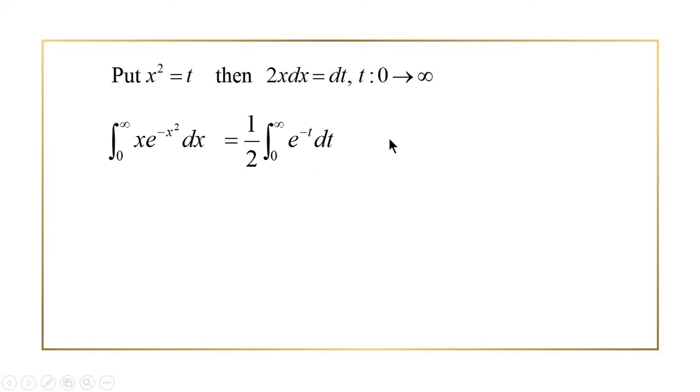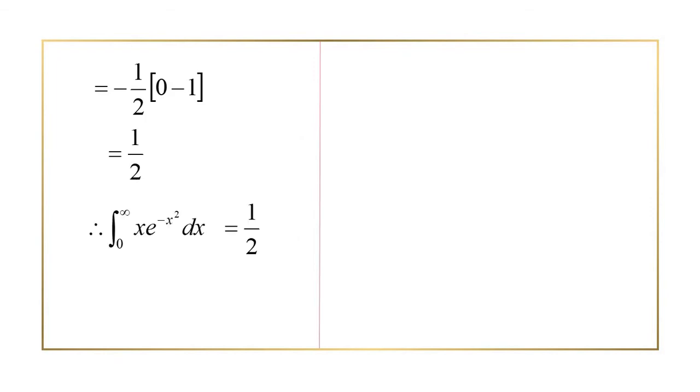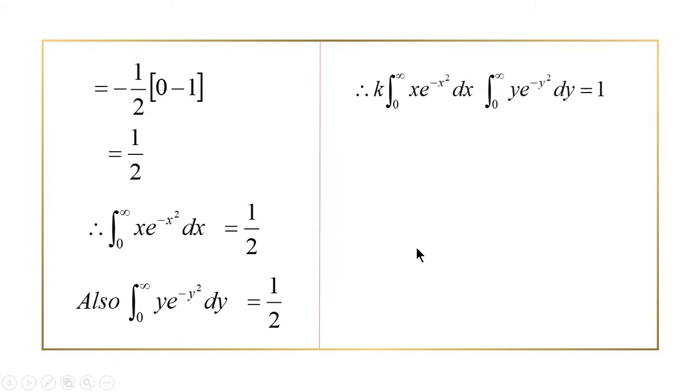The integration of e raised to minus t is e raised to minus t by minus 1. Upon substituting limits, you know e raised to minus infinity is 0. You get 1 by 2. Therefore, the integration of 0 to infinity x into e raised to minus x square dx is 1 by 2. Similarly, the integral of 0 to infinity y into e raised to minus y square dy is 1 by 2. Let us substitute these two integrations in our equation, and upon solving you get k as 4.